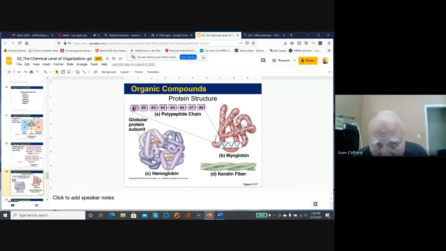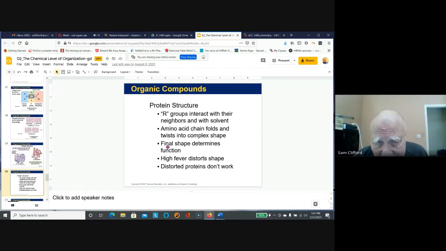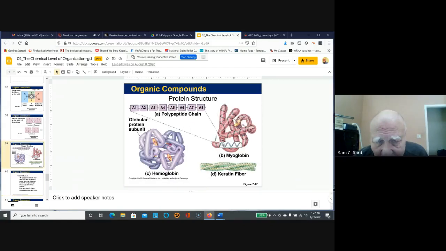So if you have 8 different amino acids and put them together, their structure determines the ultimate shape of the proteins. Proteins are long chains of amino acids, and depending on what amino acids are present, that determines the shape and activity of a large protein. So R groups interact with neighbors and with solvent. The amino acid chains will have a different shape depending upon what amino acids are here.